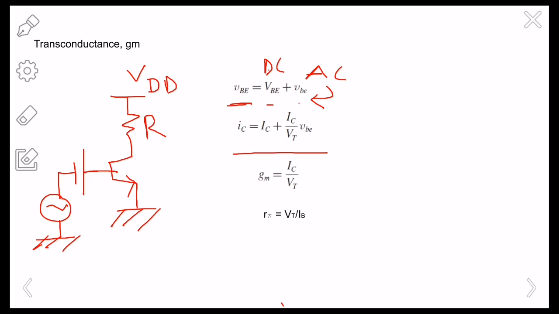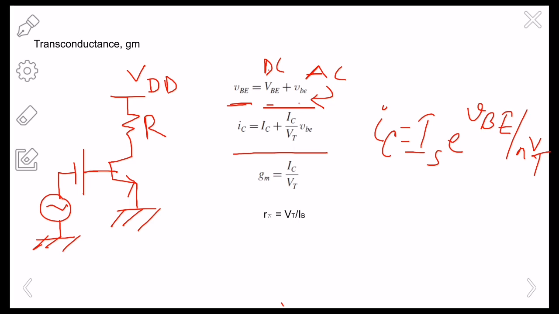So how it had arrived, let me give you some hints about it. If you talk about the AC plus DC, we'll be writing this equation very easily. We can write this equation: IS e to the power small v BE. So AC plus DC in VT, right? You can write this equation. So if you break down this VBE using this, you can easily write from there.